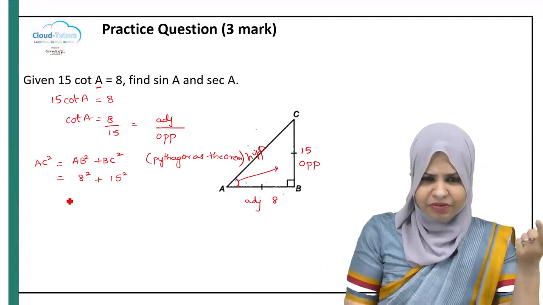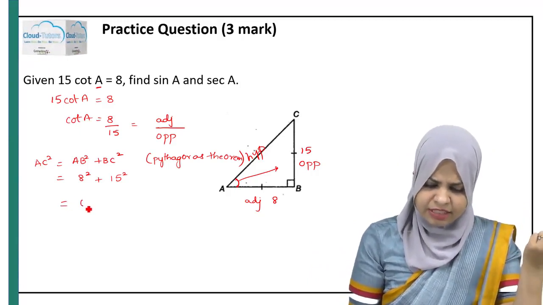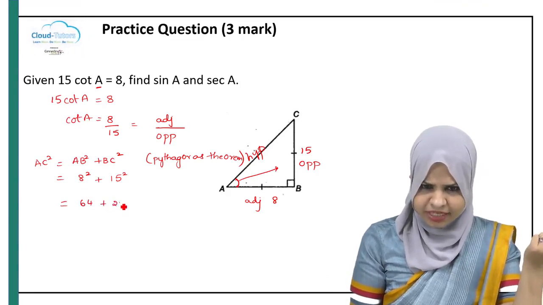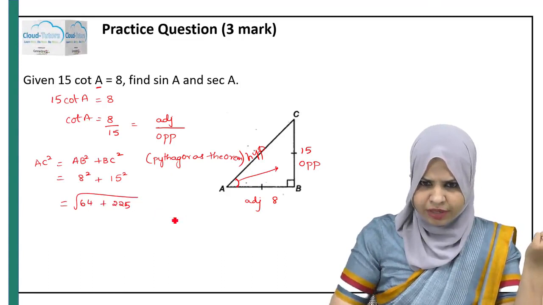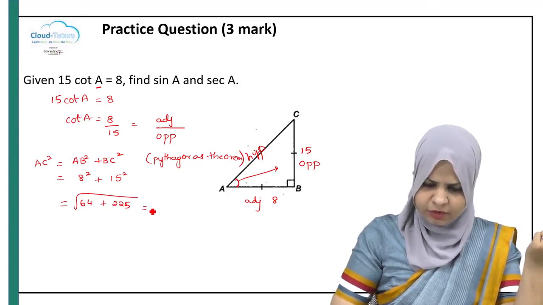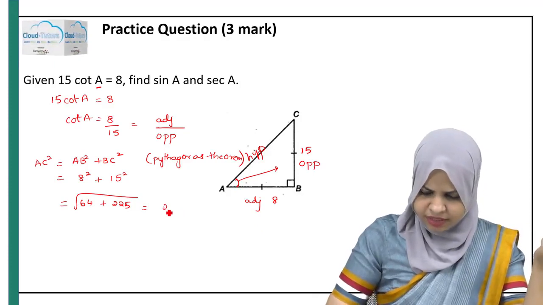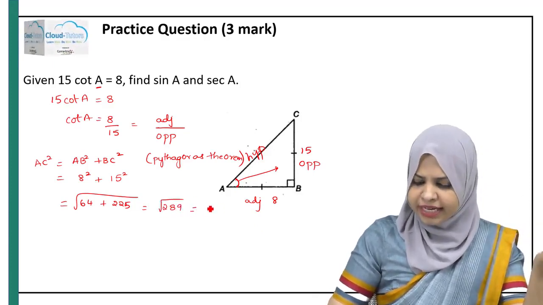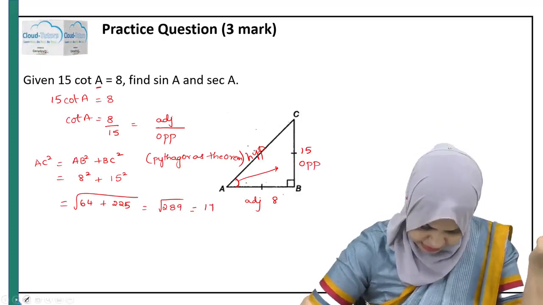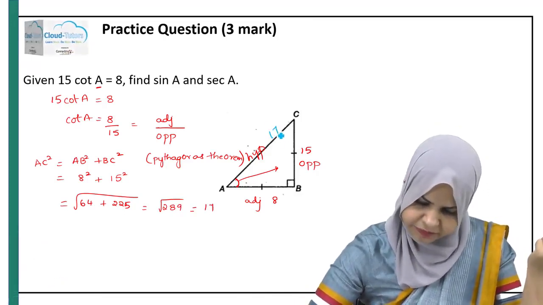So 8 square plus 15 square, right? That is 64 plus 225 under the root. And what is it? That is equal to the square root of 289, and the square root of 289 is 17. So I know that the measure of this side is 17.